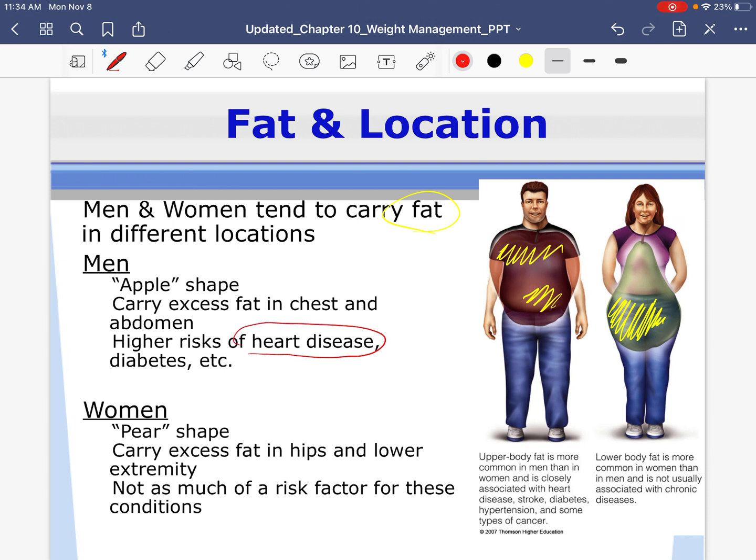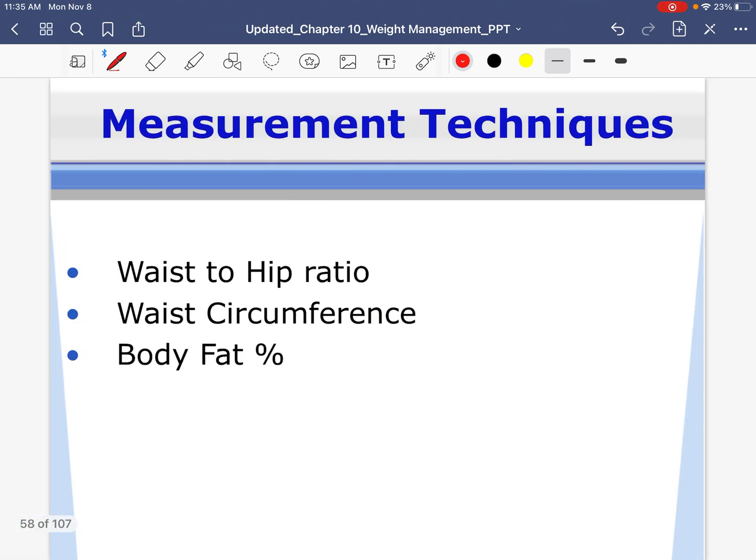These both carry different risks, right? Because of where men are more likely to carry their fat mass, men may have a higher risk of heart disease. Women have a risk of other diseases, usually, right? So I'm not going to ask you the risk of heart disease for men specifically, but I would like you to know where men versus women tend to store their fat mass.